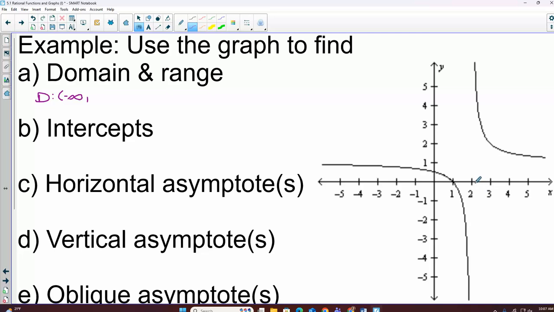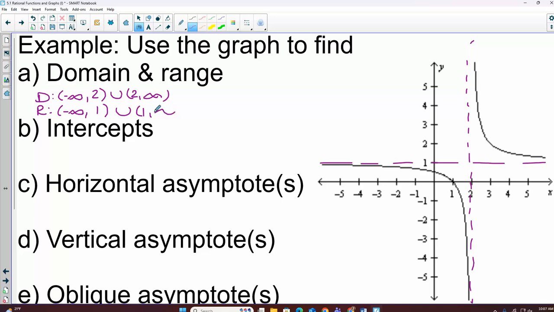Where does it appear to stop? 2. I could draw in my dashed line here so we can see it's getting closer to 2 but doesn't hit it. So my domain is negative infinity to 2, union 2 to infinity. My range, if I go from bottom to top, it's coming from negative infinity. Where does it stop? My y's break at 1. Then it picks back up after 1 and goes to infinity.